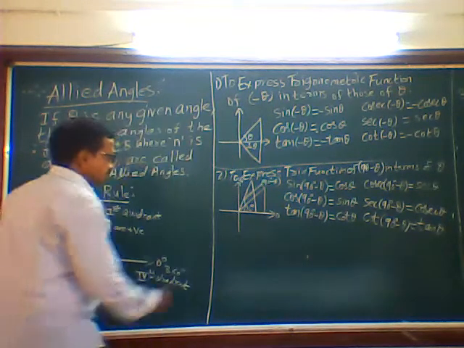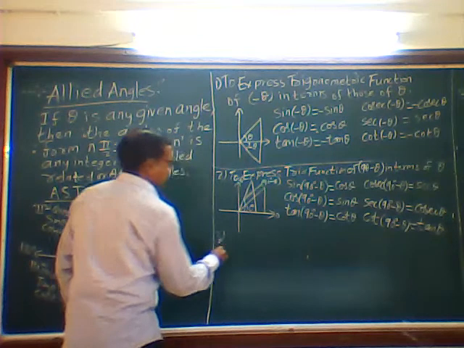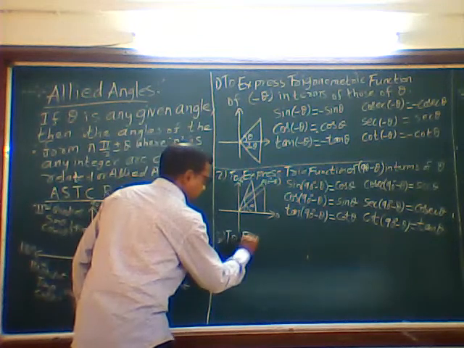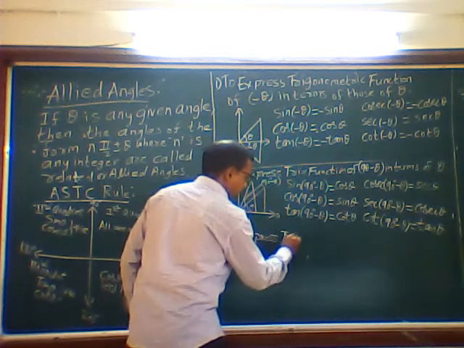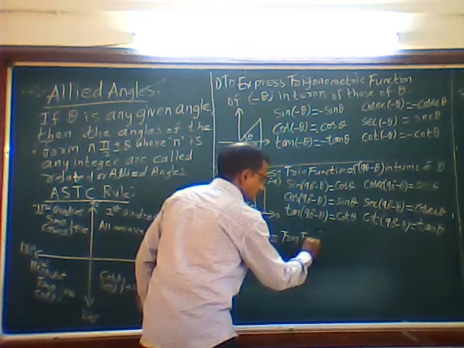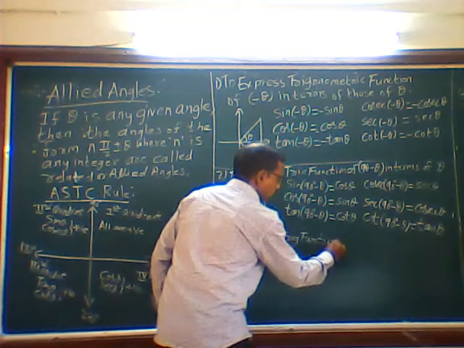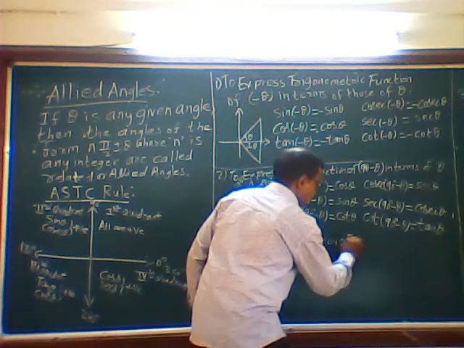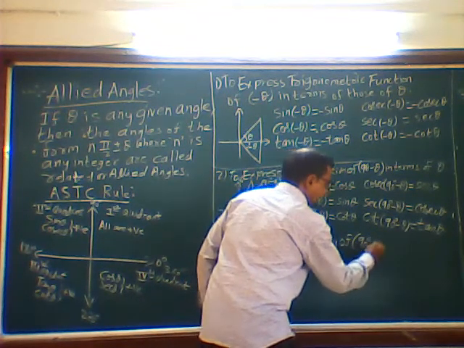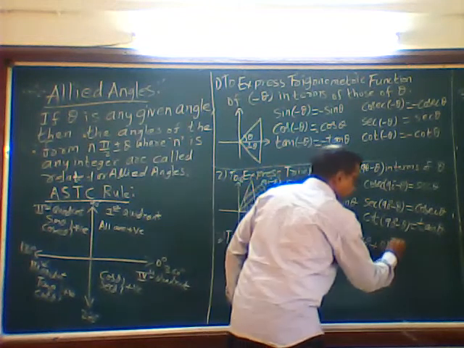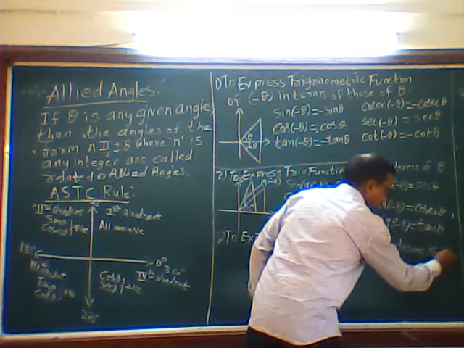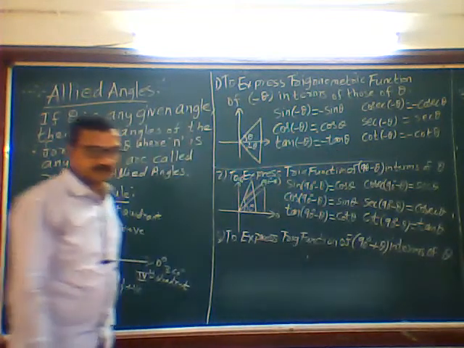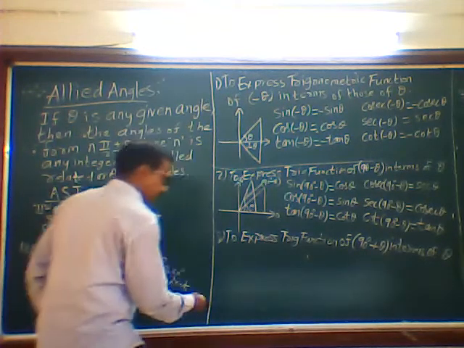Okay. Next the third one, to express trigonometric function of 90 degree plus theta in terms of theta. Now 90 degree plus theta. Okay, we'll draw one diagram here.